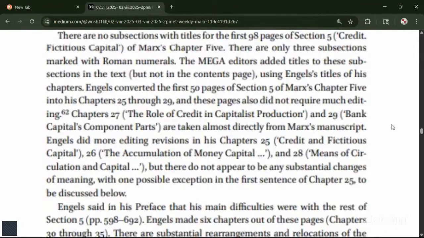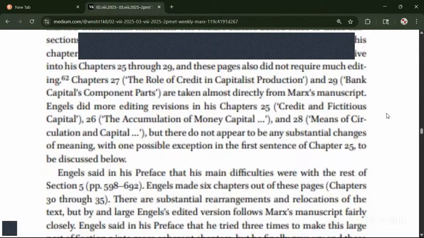That's footnote 62. Chapters 27, the role of credit in capitalist production, and 29, bank capital's component parts, are taken almost directly from Marx's manuscript. Engels did more editing revisions in his chapters 25, that is credit and fictitious capital, 26, the accumulation of money capital, and 28, means of circulation and capital, but there do not appear to be any substantial changes of meaning, with one possible exception in the first sentence of chapter 25, to be discussed below. Engels said in his preface that his main difficulties were with the rest of Section 5, that is, pages 598 to 692.